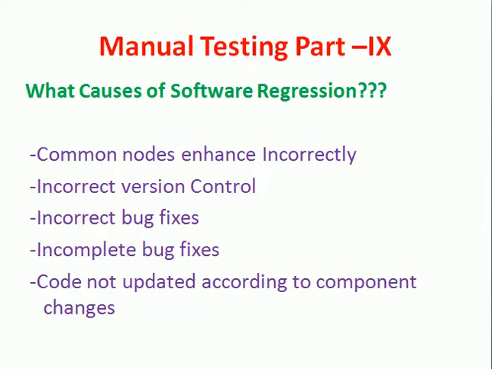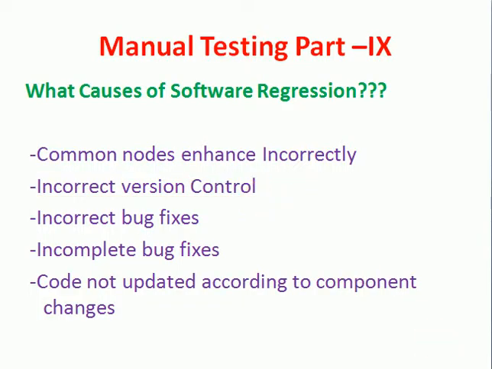Other cause of software regression can be incorrect version control. So software developers always put their code within a version control system, and if the version control is used incorrectly, it is possible to overwrite the changes made by someone else or overwrite the previous changes. So that can cause software regression.